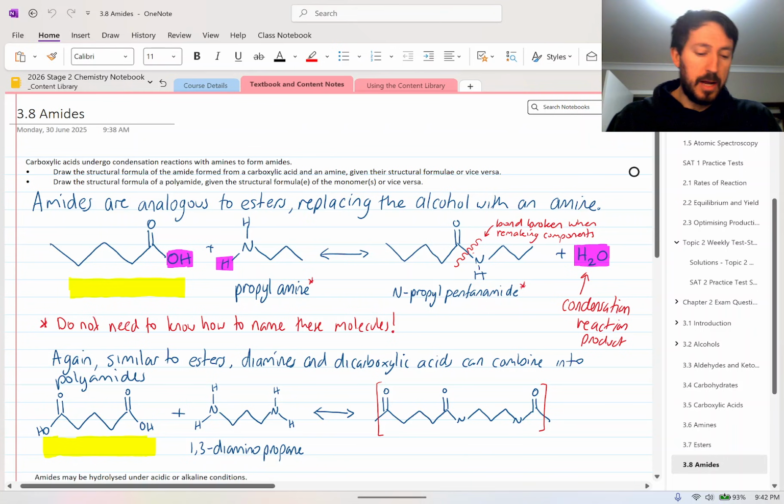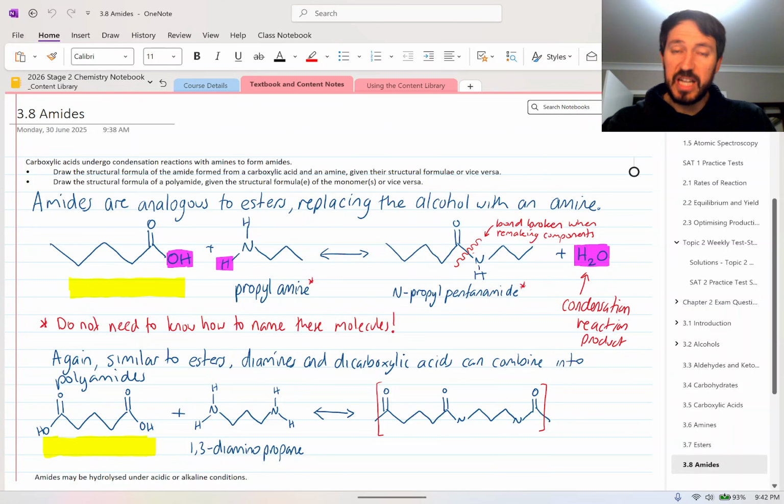It'll be a short one today, so there's not a whole heap of content that you have to know for this particular section. Now, amides are similar to esters. You've got a condensation reaction that liberates water molecules, but instead of joining carboxylic acids to alcohols, we're going to be joining carboxylic acids to amines instead. Now, you've seen here, we have our two molecules that we're going to be joining together, one being our carboxylic acid and one being our amine.